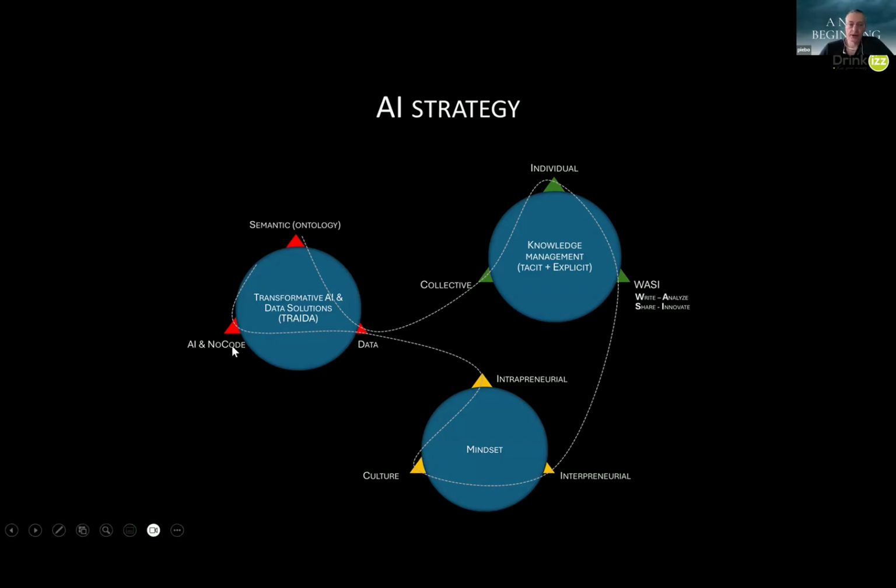And we need also some best practices in the IT and architecture of the information system domain. So this is the sphere with the red arrow on the left that we name Transformative AI and Data Solutions. That is the framework TREDA.